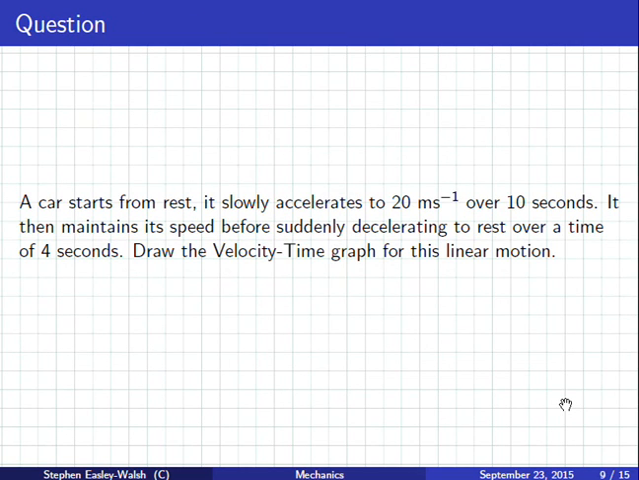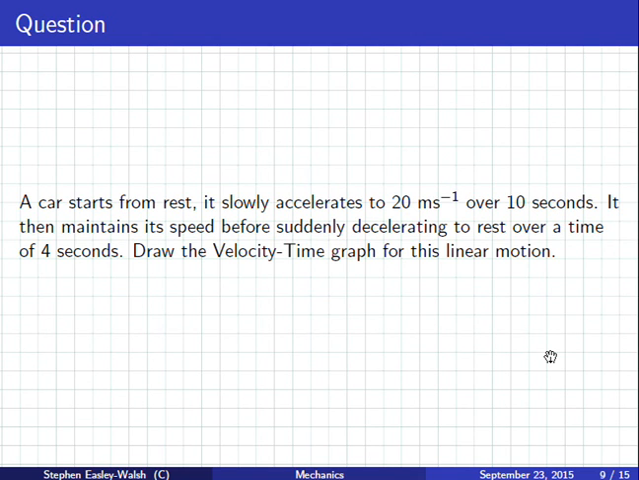So let's have a look at our first question now. A car starts from rest. It slowly accelerates to 20 meters per second over 10 seconds. It then maintains its speed before suddenly decelerating to rest over 4 seconds. Draw the graph.